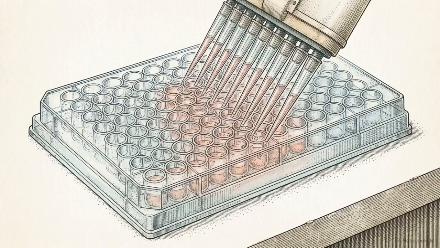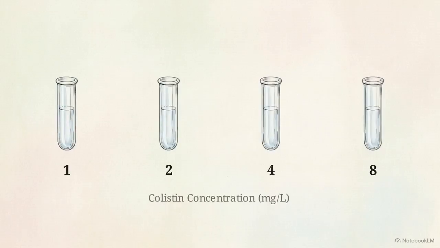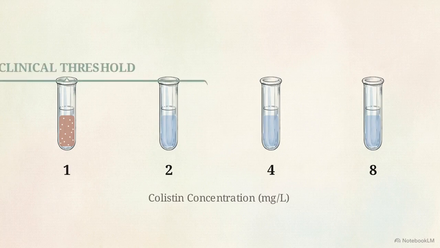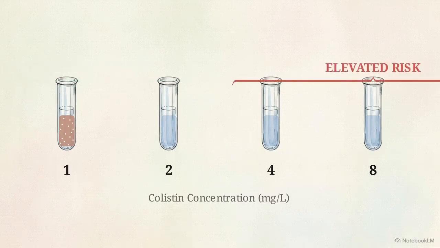The only internationally endorsed reference method for colistin is broth microdilution, performed in cation-adjusted Mueller-Hinton broth. Under current guidelines, an isolate is classified as susceptible only if its minimum inhibitory concentration, or MIC, is less than or equal to 2 mg per liter. An MIC greater than 2 mg per liter confirms colistin resistance.